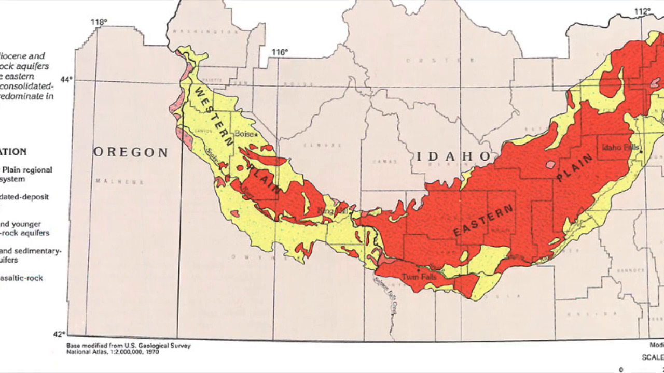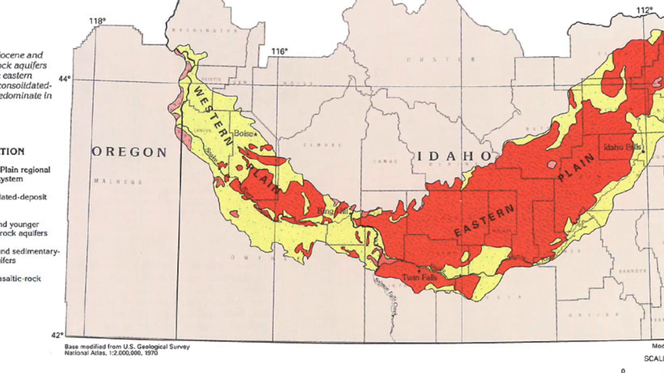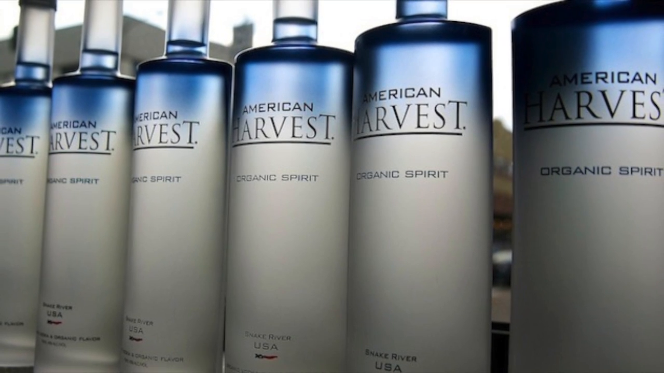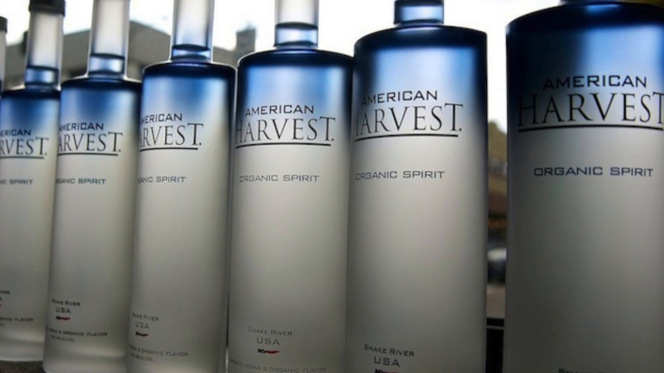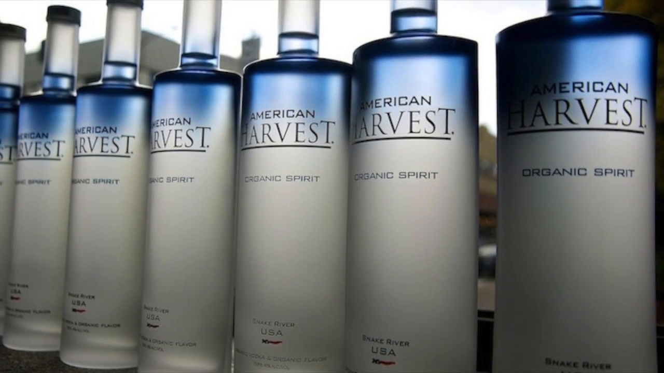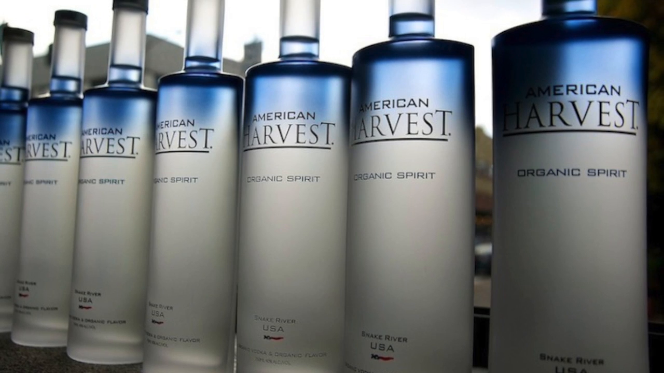Another use of the western and eastern Snake River Plains is the American Harvest vodka. It is made from the water beneath the Snake River Plain. Now, we actually had to try this vodka out just to make sure it was authentic enough, and boy, was it good.